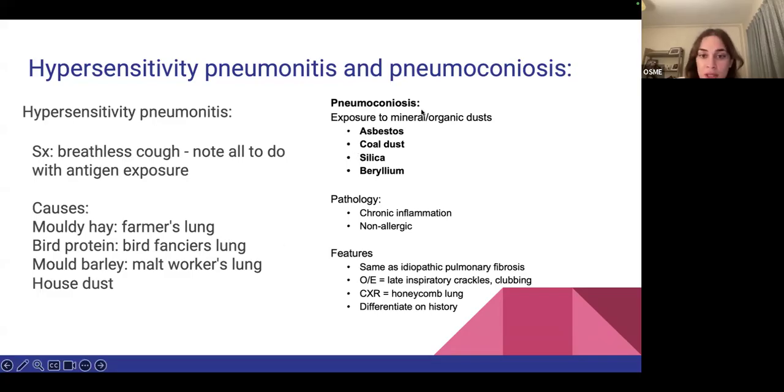And then pneumoconiosis is more of an occupational exposure thing. Again, it's chronic inflammation that's not an allergy picture, and it causes fibrosis. It's more differentiated by the history of presenting complaint. So there'll be this whole occupational exposure, compared to idiopathic pulmonary fibrosis, where there won't necessarily be anything that points you towards exposure to these kind of organic materials.